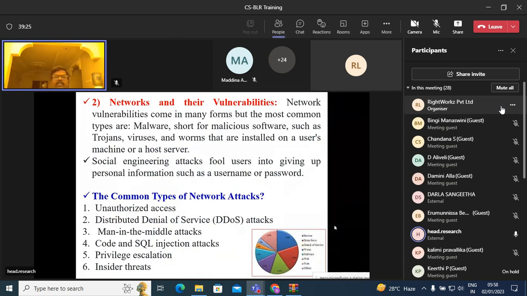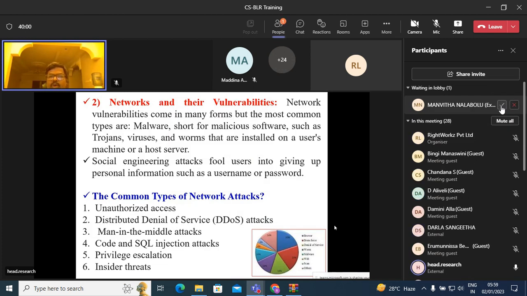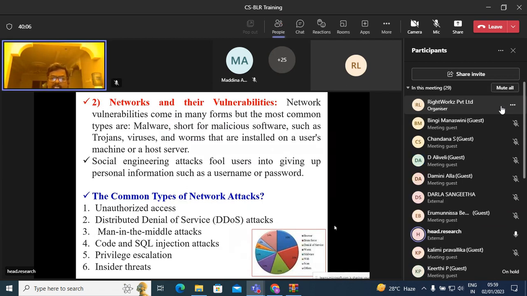The second concept I'm going to explain in network security, there are a total of six concepts presented. Networks and their vulnerabilities. So what is a network and what type of vulnerabilities are we going to discuss in network security? A network is a collection of interconnected autonomous computers, maybe a local area network or wide area network. So a connection between computers is called a network. Vulnerabilities come in many ways and many forms. Vulnerabilities means some errors, some attacks, some viruses.